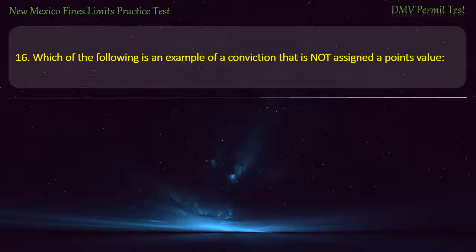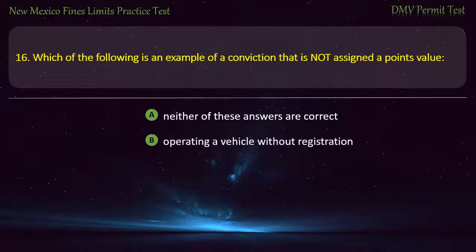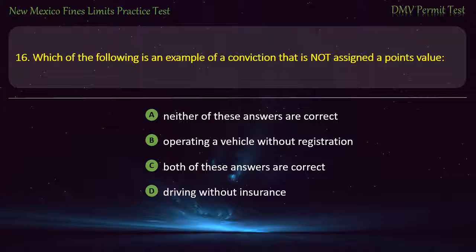Question 16. Which of the following is an example of a conviction that is not assigned a points value? Neither of these answers are correct. Operating a vehicle without registration. Both of these answers are correct. Driving without insurance. Answer. Both of these answers are correct.